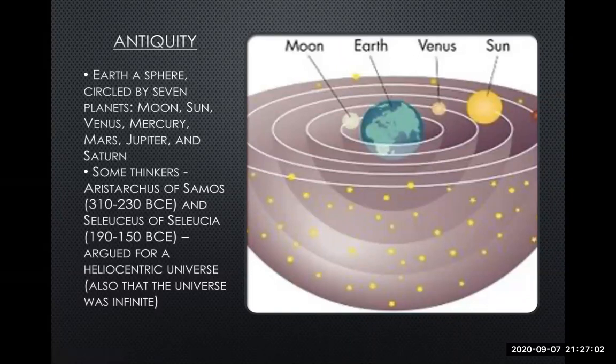It is worth noting, before we move too far on, that the idea of the Earth as a sphere has been around for millennia. We see this idea long before Columbus, long before many educated individuals knew the world was, in fact, a sphere. Some thinkers took this even further. Aristarchus of Samos, for instance, and also Seleucus of Seleucia, both argued for a heliocentric universe. They also argued that the universe was infinite, which is a very intelligent, very clever reading that we see very early.